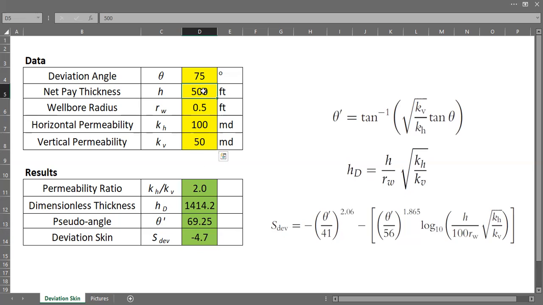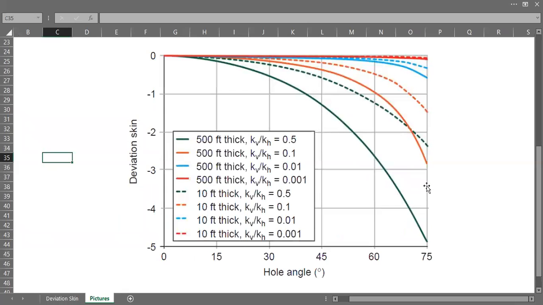Of course, you can change, for example, to 100, and make it even thinner, like 50 feet or 30 feet or 10 feet. You can use this formula easily to finally arrive at deviation skin. And lastly, I want to show the consistency between our calculation and the Cinco plot. Okay, so go to the pictures.